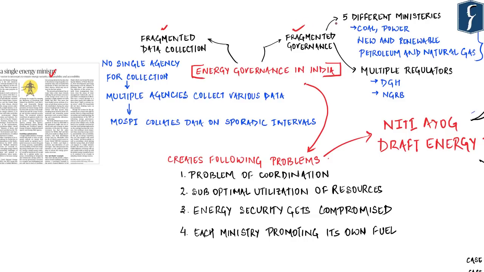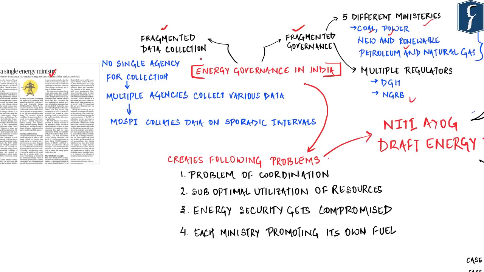The governance of the energy sector right now is being taken care of by five different ministries: Ministry of Coal, Power, New and Renewable Energy, and Petroleum and Natural Gas. There is also the Department of Atomic Energy, but we shall not go into that because that is a ministry crucial for national security as well. But these are the four main ministries along which the governance of the energy sector has been fragmented. Apart from ministries, there are multiple regulators which deal with this sector. The important ones are the Directorate General of Hydrocarbons and the Petroleum and Natural Gas Regulatory Board, PNGRB.